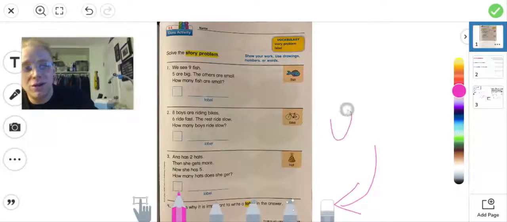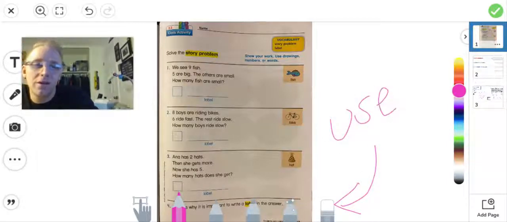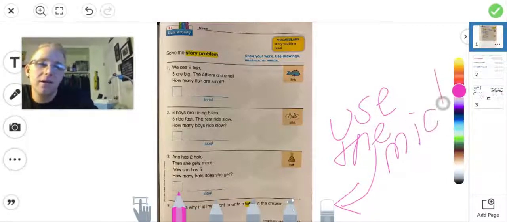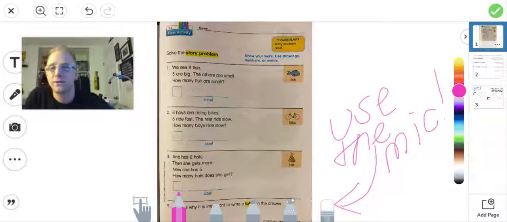We need to use the mic. All right? Use the mic for number 4. Don't forget to do that. Okay, that's how you'll know you're done. And then when you're done, you'll click that green check mark.